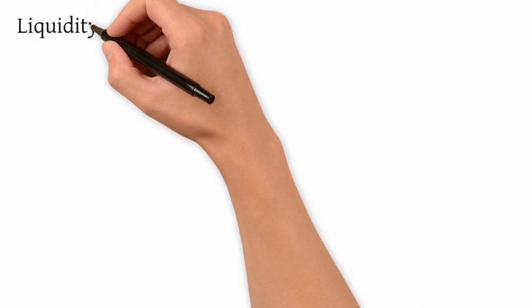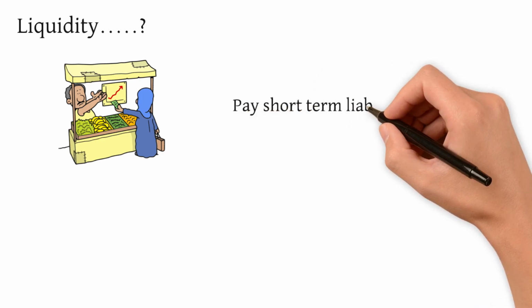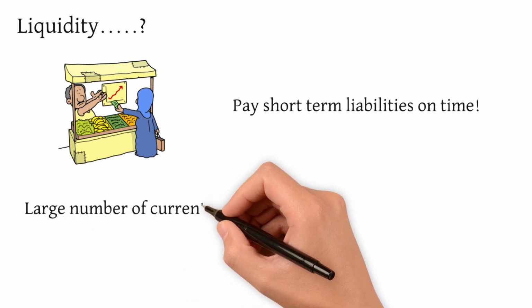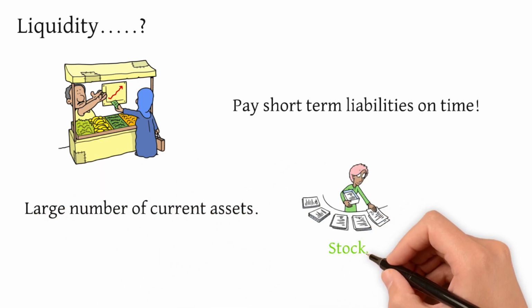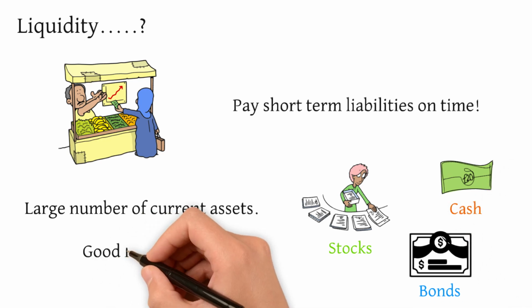So what about liquidity? When thinking about liquidity, it's basically thinking about how a business would be able to pay its short-term liabilities on time. When a business has a large number of current assets, like stocks or bonds, or just simply having a lot of cash, you can think about it as having good liquidity.